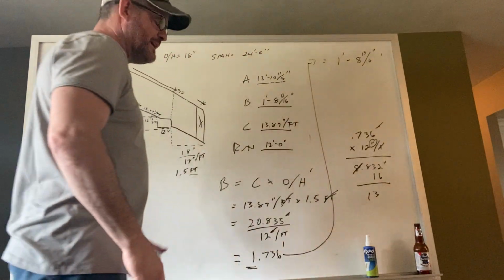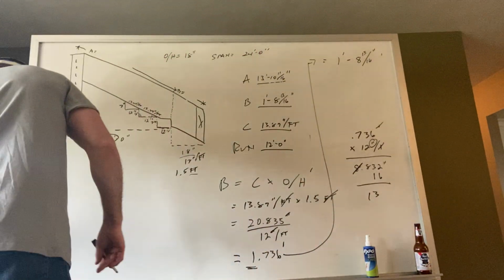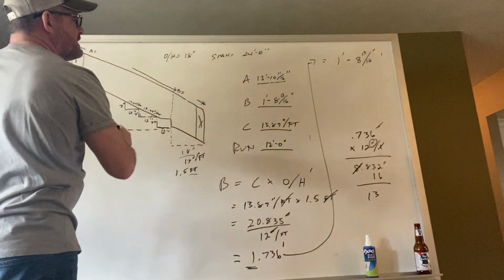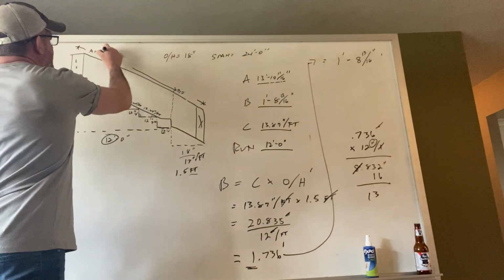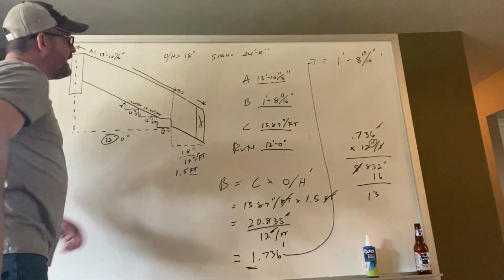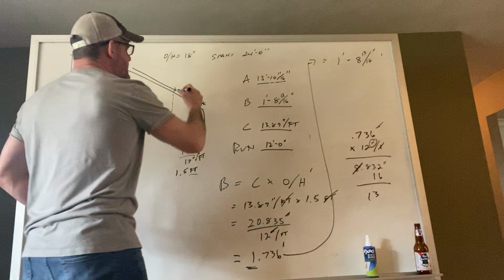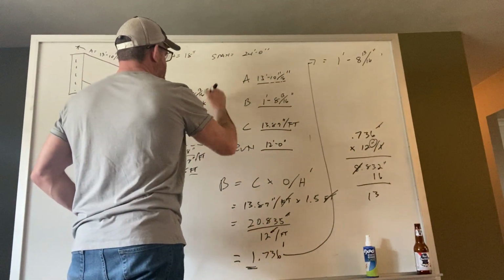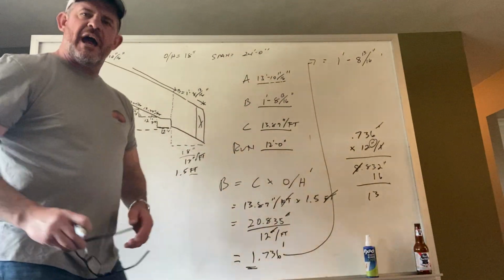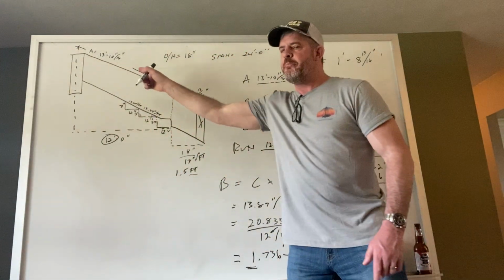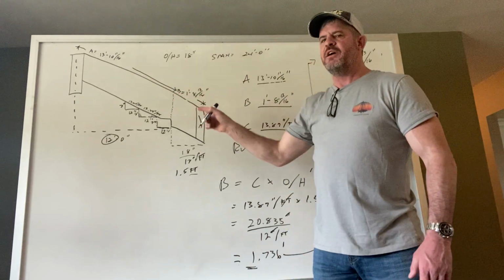Or my B is 1 foot 8 and 13 sixteenths. So finally, we're saying that from the center of the ridge to the outside of the bird's mouth, I've got 13 foot, 10 and 11 sixteenths. And then from that point to the end of my tail, I've got 1 foot 8 and 13 sixteenths. That's the information I want. I've solved for what I need. Again, if I were to build that rafter, that's the information I need.